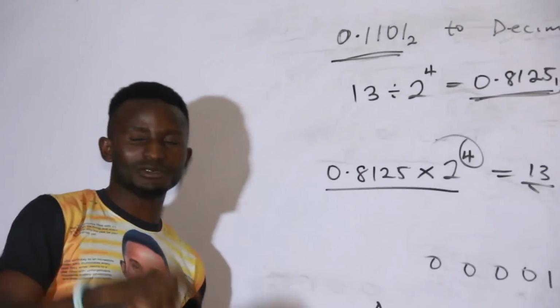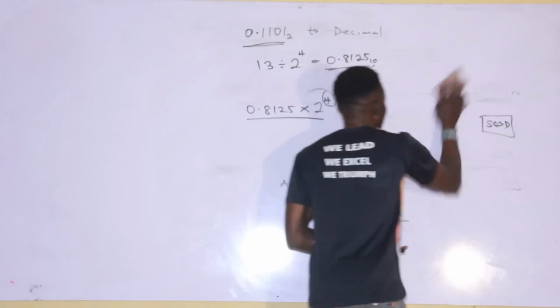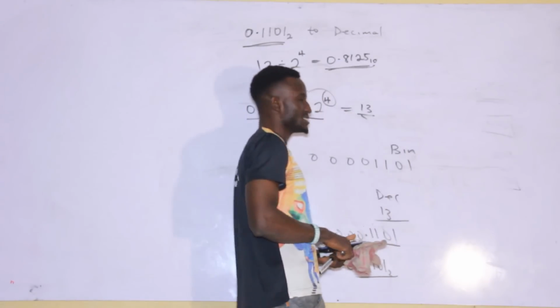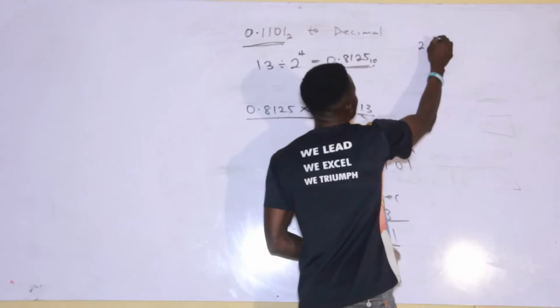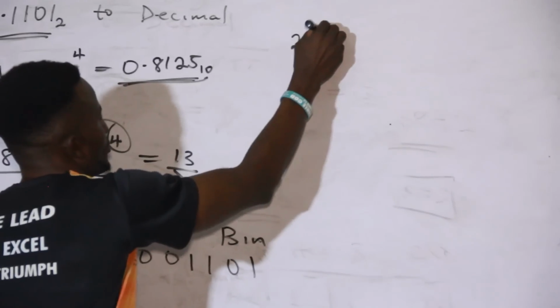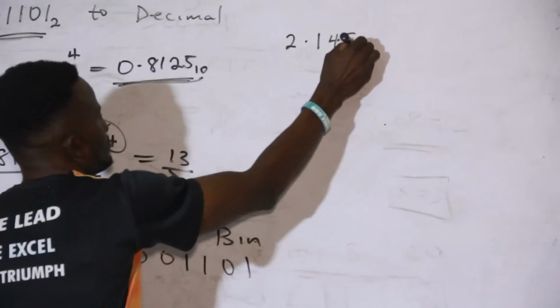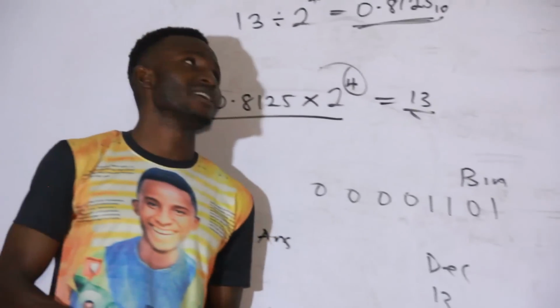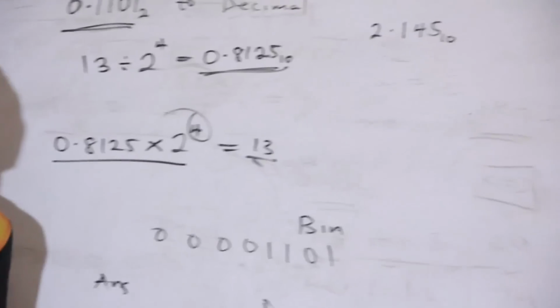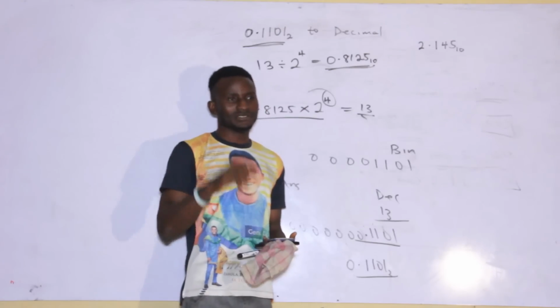So please let me just give you a question, then let me know the final answer in the comment section. Now, convert 2.145 base 10 to binary. Convert 2.145 base 10 to binary. Then let me have the final answer.